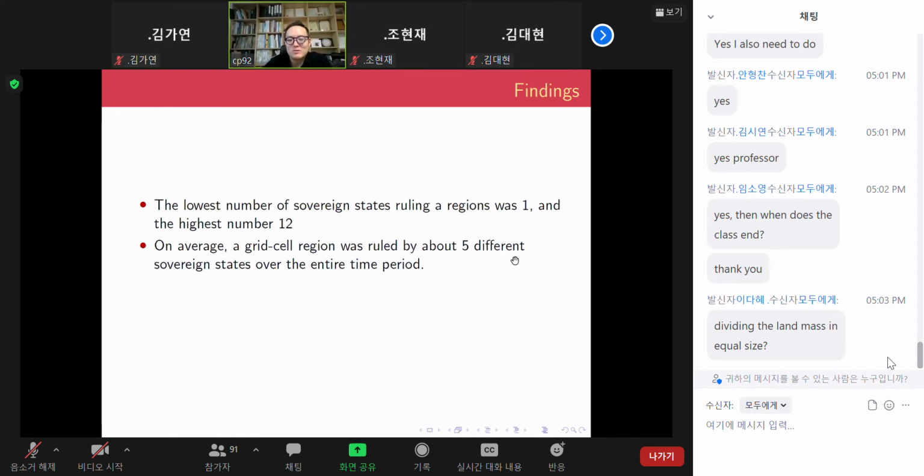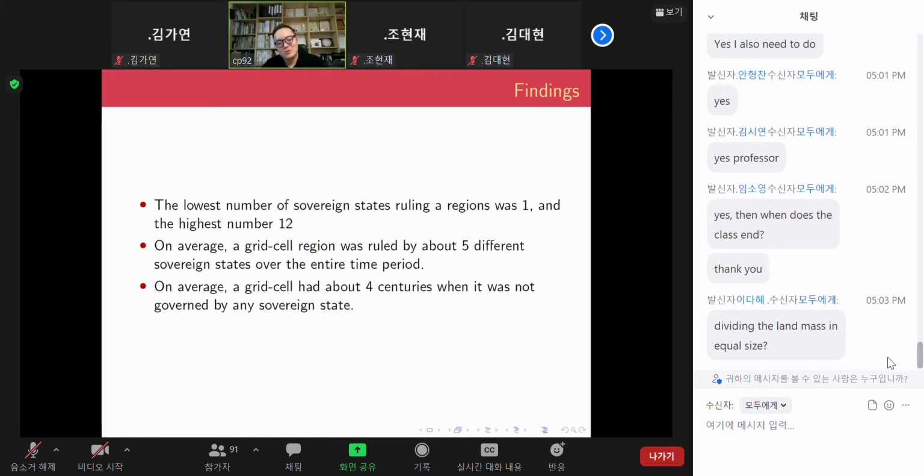On average, a grid cell region was ruled by about 5 different sovereign states over the entire time period, and had about 4 centuries when it was not governed by any sovereign state. This is kind of interesting, yeah? Because in this day and age, especially in Europe, you cannot imagine any part of land not being claimed by any sovereign state, right? Every parcel of land today is claimed by some sovereign state in Europe. Actually, pretty much all the corners of the world. But remember that we're looking at this from a historical perspective where we're looking at 2,000 years of history, right?